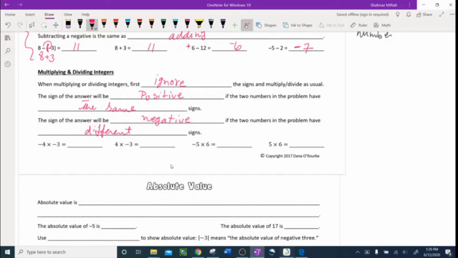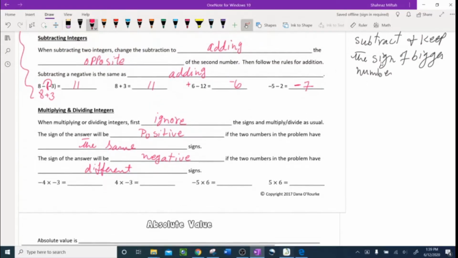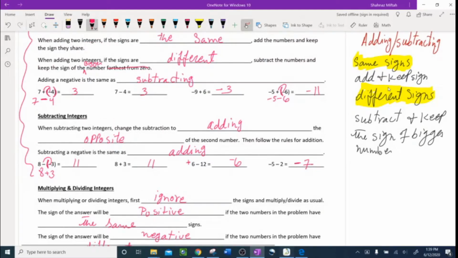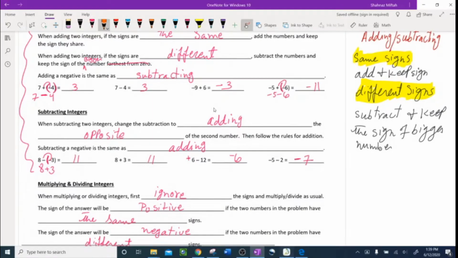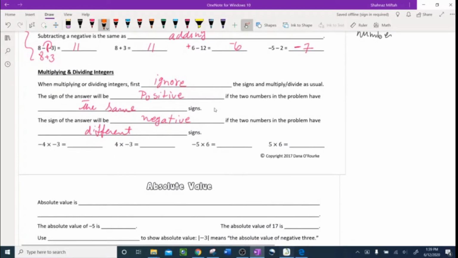Before I do these example problems, let me write down what I mean by that. Do you see in the beginning, adding and subtracting, these are the two rules for adding and subtracting numbers. Now I have another rule for multiplying and dividing. What is the rule?